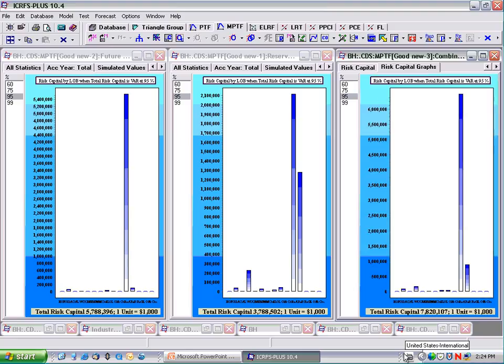Okay, now, for the combined, the risk capital, this is for combined underwriting and reserve, the risk capital is 7.8 billion. For your future accident year, it's 5.7 billion. For your reserve, it's 3.78. And you'll see that the sum of the risk capital for reserve and future underwriting year exceeds the combined risk charge. And again, let me try and explain that.